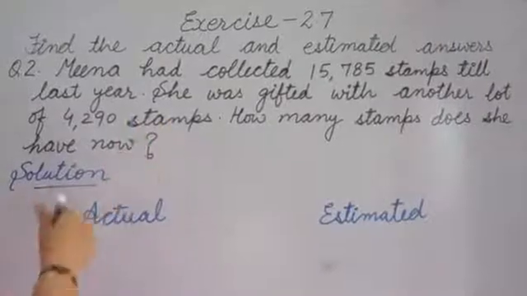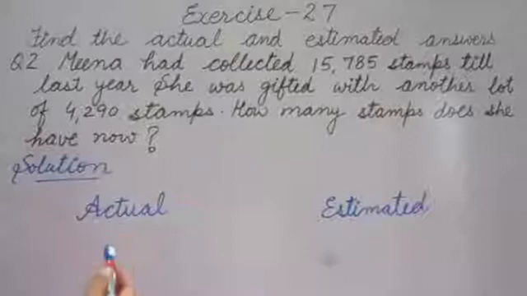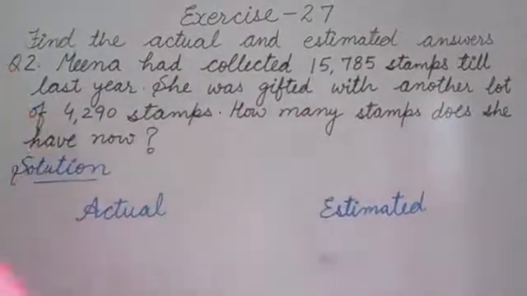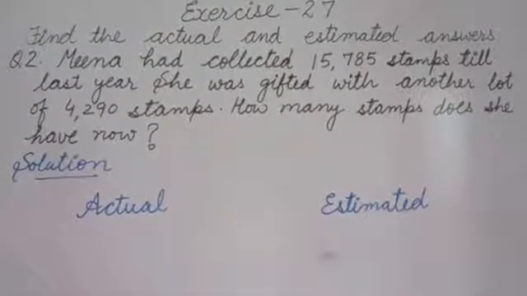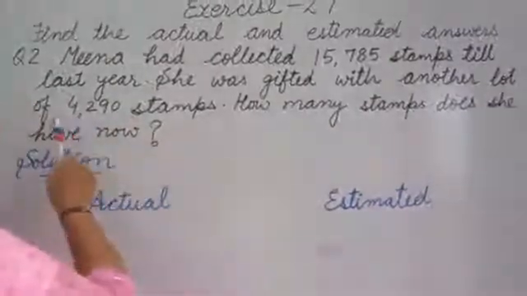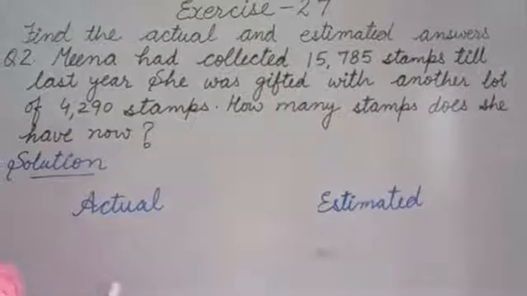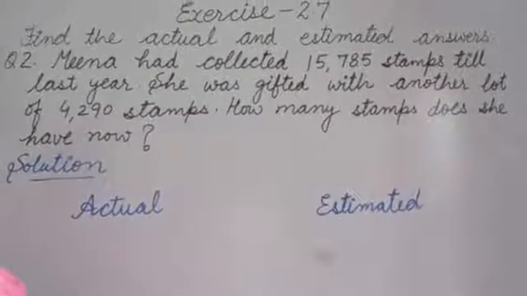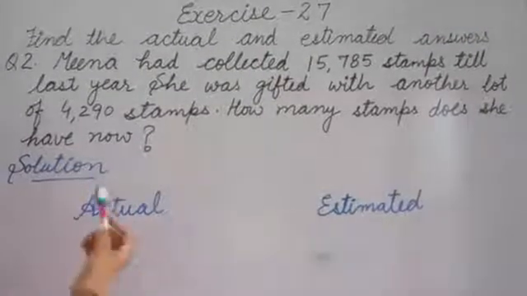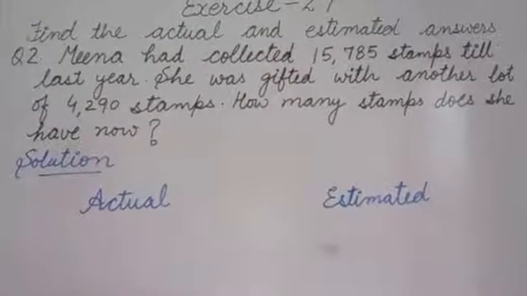Meena had collected 15,785 stamps till last year. Last year तक जो मीना है उसने 15,785 stamps collect की. Okay. She was gifted with another lot of 4,290 stamps. She was gifted means उसको gift में मिले with another lot. Lot means people. Another लोगों से, people से उसे 4,290 stamps जो है वो gift में मिले.